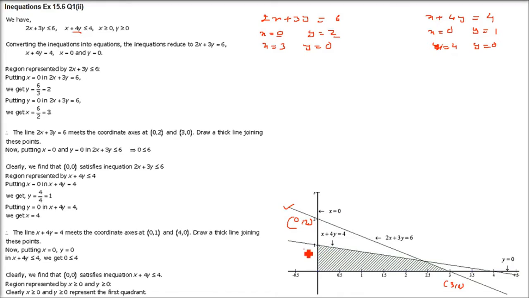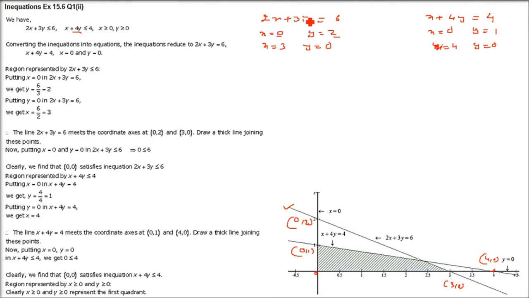Now come to the second line. Make it as 0, 1. So this is 0, 1. Now just draw a line. This is 4, 0. So this is a straight line now. Now put 0, 0. We have to put x and y as 0. This is the best solution.